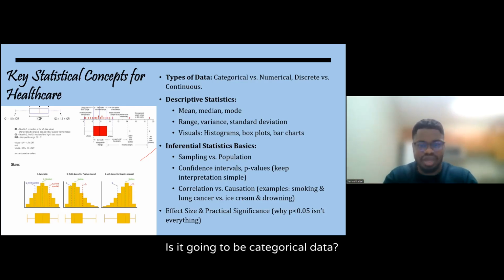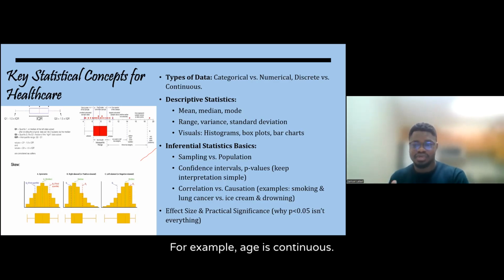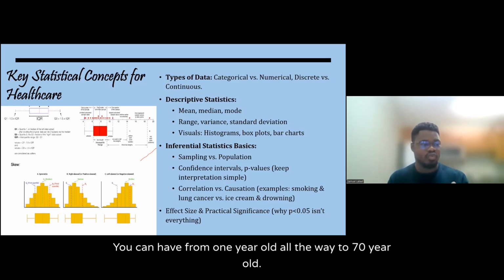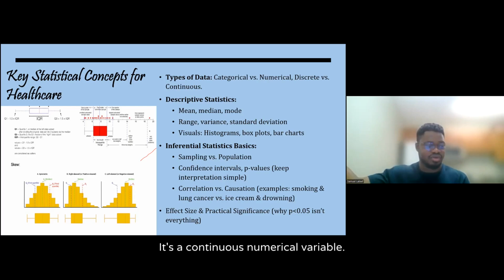Is it going to be categorical data? Is it going to be numerical data? If it's numerical, is it discrete or continuous? For example, age is continuous. You can have from 1 year old all the way to 70 years old. It's a continuous numerical variable, right?